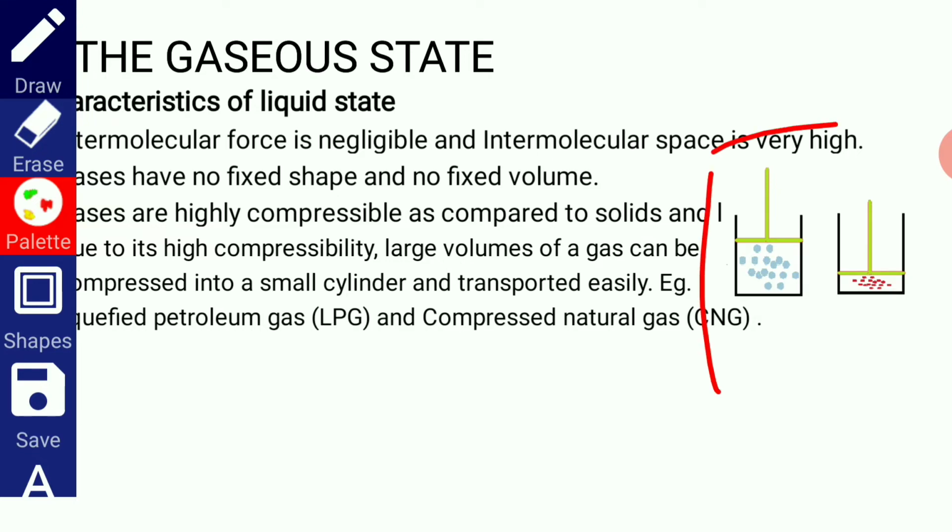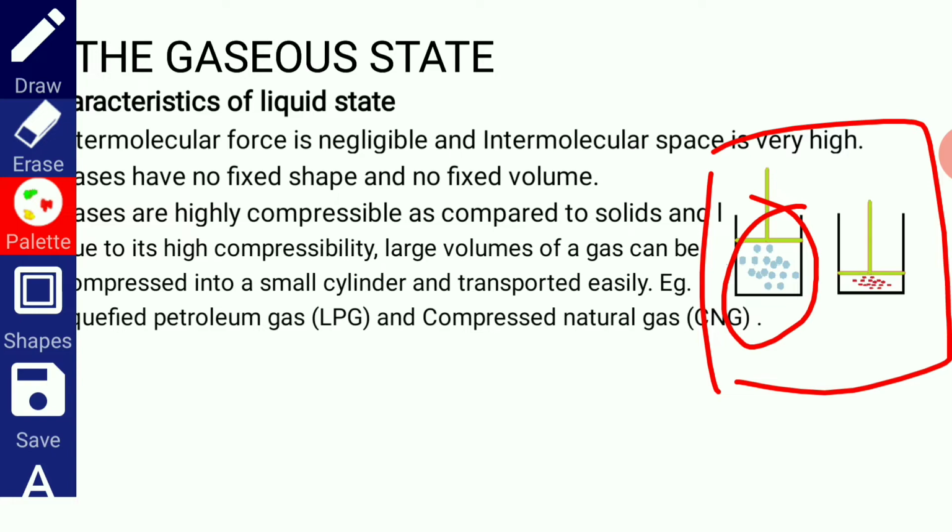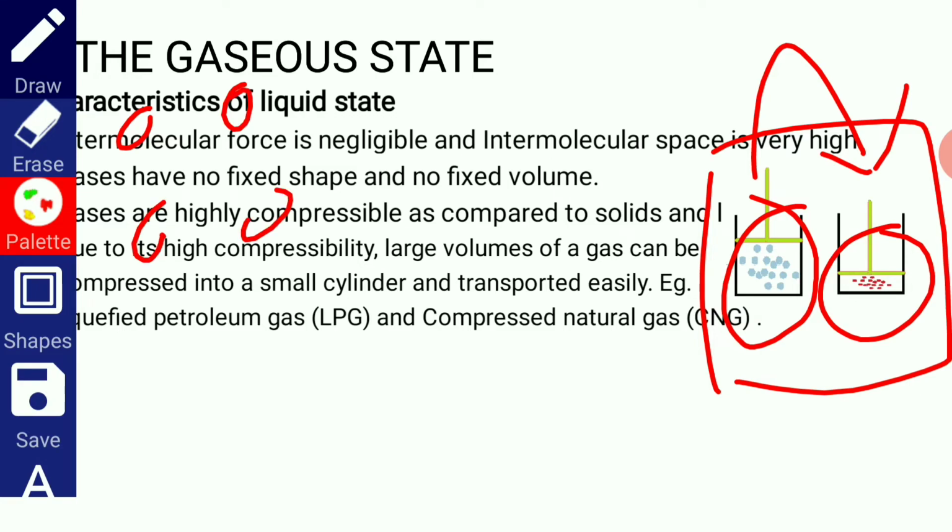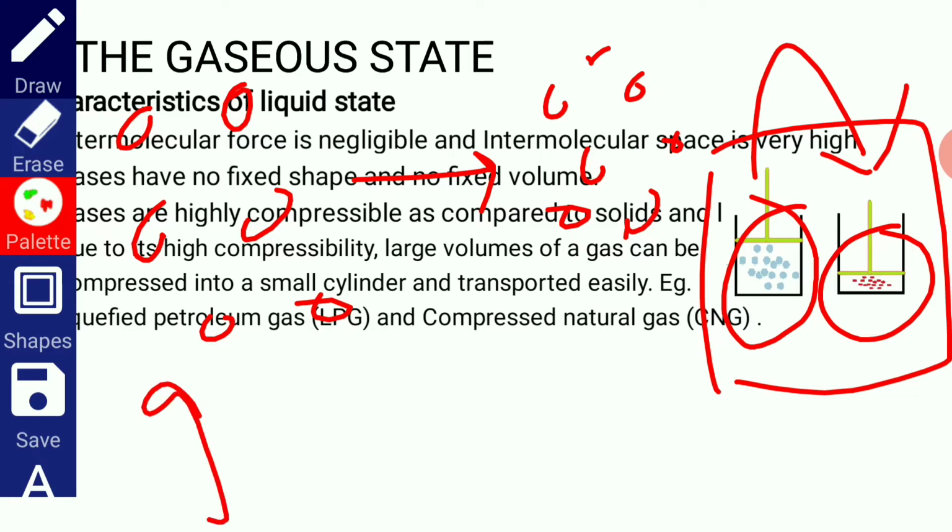In the diagram, you can see that if we compress the particles of the gases, all the particles will come close to each other. That means they will get converted from gas to liquid, because in gases the particles are away from each other in this manner, and if we apply pressure, the particles will come close to each other. That means it will change its state from gas to liquid.